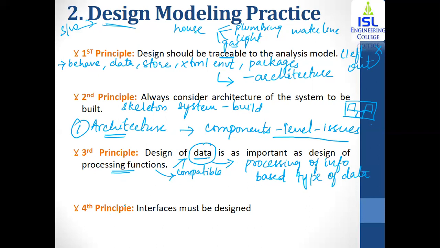The fourth principle is that interfaces must be designed. Now, there are two types of interfaces. You're going to have an external interface and an internal interface. So you need to focus on the internal as well as the external interfaces to identify how the data is going to flow from one component to another component within a system.